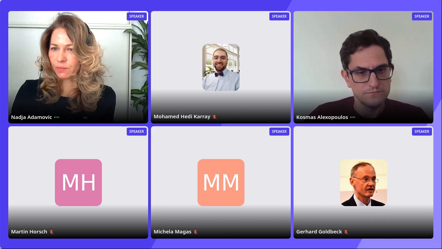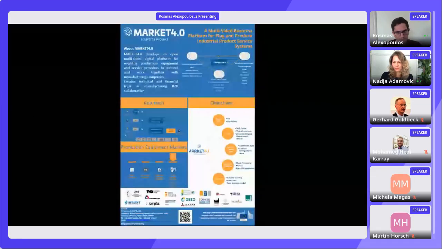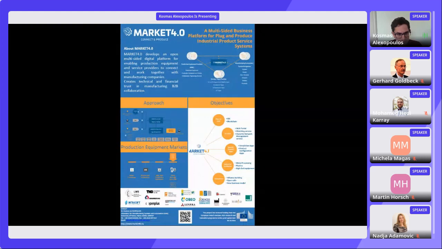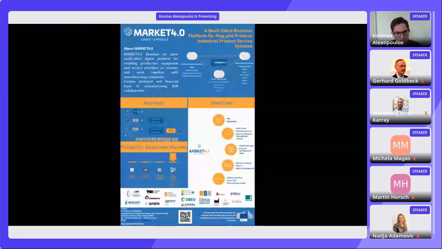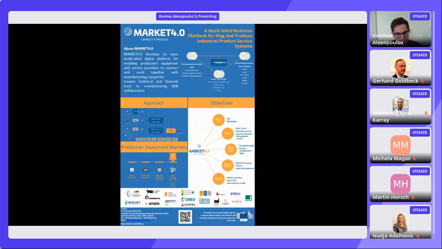You can share your poster now. Thank you, Nadja. Thanks a lot for inviting us to this session and giving the opportunity for a second time in this event to present Market 4.0, of course today a shorter presentation. So Market 4.0 is an EU Horizon 2020 project started in 2018, and the objective is to develop and provide a marketplace to support production equipment trading and production equipment services.